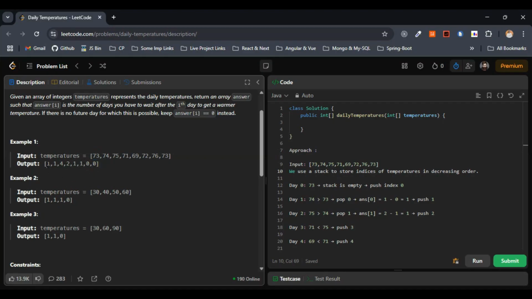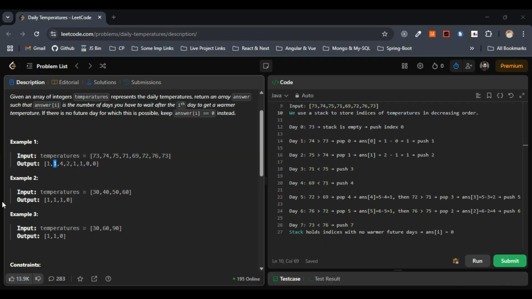So here, see, 1. Again, we compare 74 with 75. Yes, we have got a warmer temperature on the third day. So again we have 1. Here we'll go with 75 and 71. 71 is not greater than 75, which means we have not got a warmer day. Here with 73 and 74, we are writing the difference in days, not the warmer temperature.